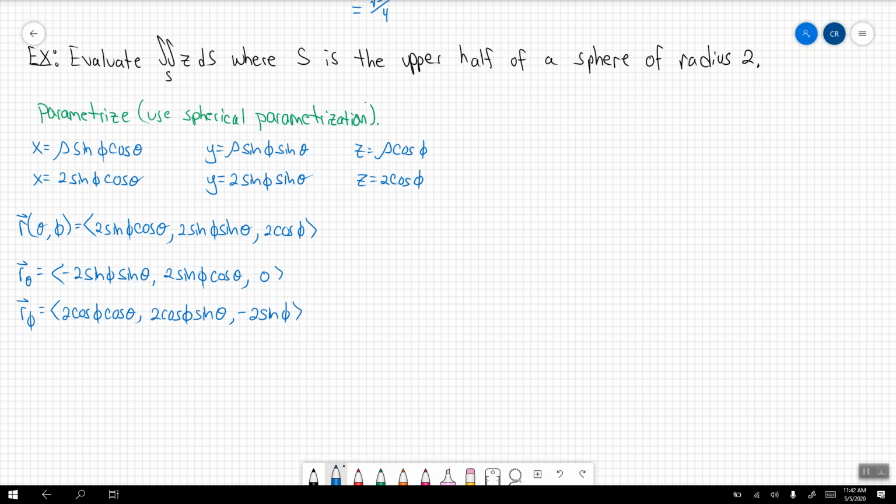Alright, so this is what I'm looking at when I'm looking at my partial derivatives for r of theta and r of phi. Now, what I need to do is find this normal vector, that way I can find the magnitude of that normal vector. So what I need to do at this point is take the cross product for these partial derivatives. So let's go through and take that cross product.